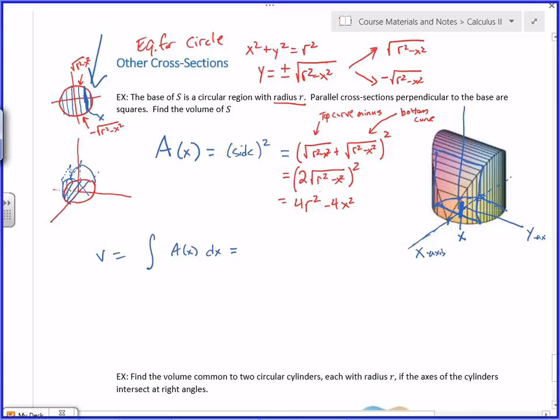Sorry, I kept switching colors here. Switch back to blue now. Okay, so we've got the integral of 4r squared minus 4x squared, just plugged it in, dx.